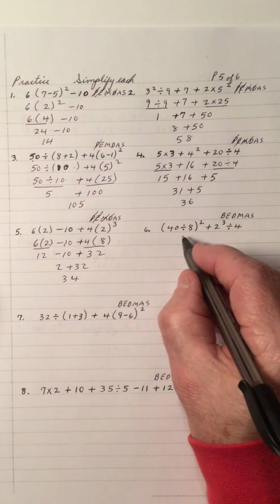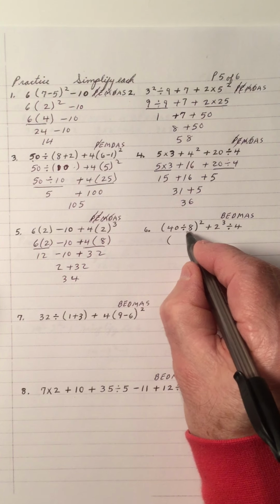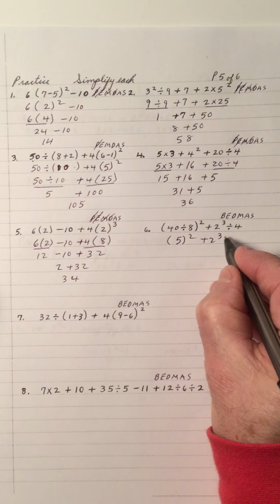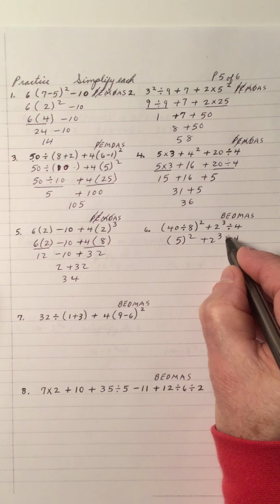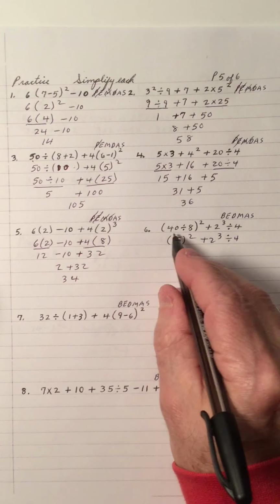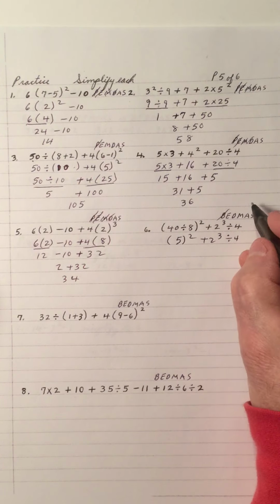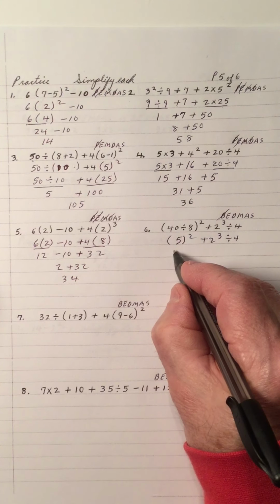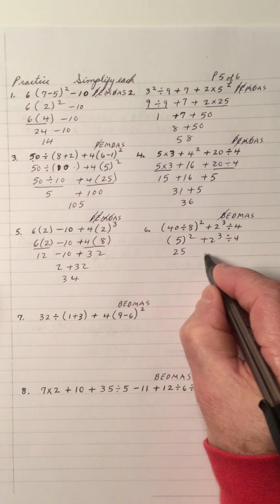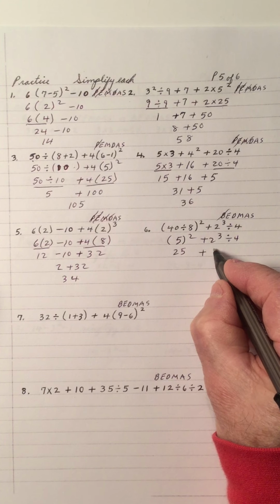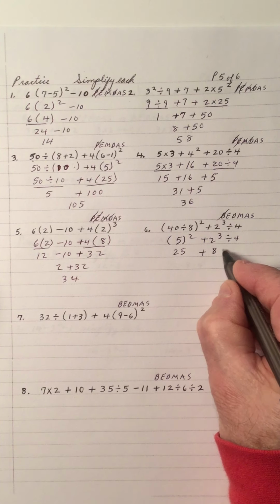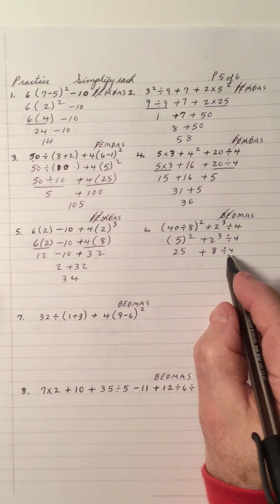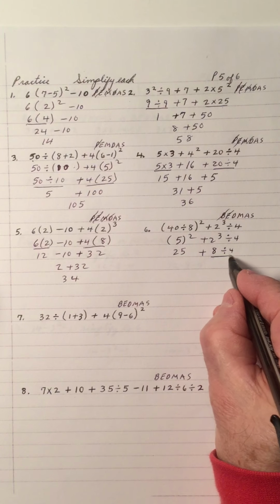Bedmas, brackets. So let's do the brackets. 40 divided by 8 is 5. Only one bracket. Now cross out that, brackets are done. Exponents, 5 squared is 25. Plus 2 cubed is 2 times 2 times 2 is 8. Done. Now multiplication, division. I have one division right there.